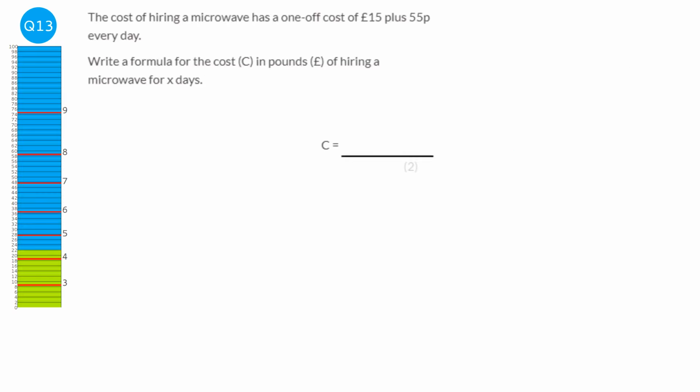So we're looking to write a formula for the cost in pounds of hiring a microwave for X amount of days. So the cost is C, so it's going to be C equals, and it says it's going to be 55 pence a day. Now, it wants the answer in pounds, so we need to convert this 55 pence into pounds. So that's going to be 0.55. And it's going to be 0.55 times the amount of days. Well, it says the amount of days is X. So it's going to be 0.55x.